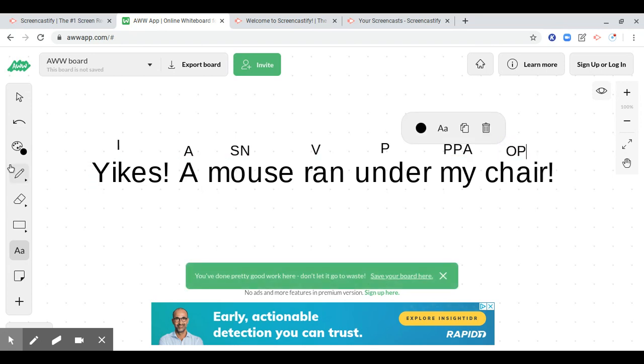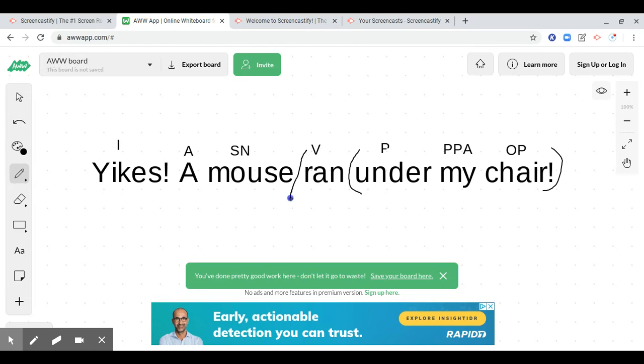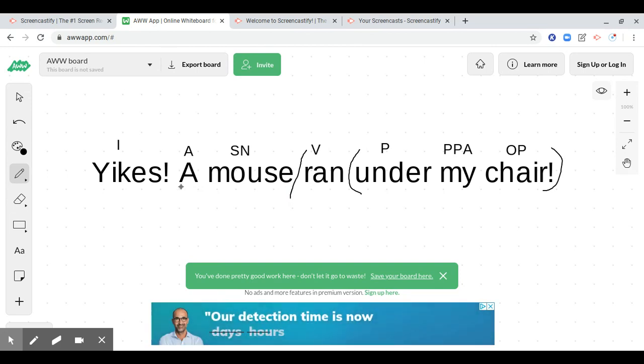Let's put our parentheses around our prepositional phrase. And then let's divide our sentence between the subject and the predicate. So we need to look at where our subject noun is and our verb. So we draw our slash line in between the subject noun and the verb. We can single underline the subject and double underline the predicate.